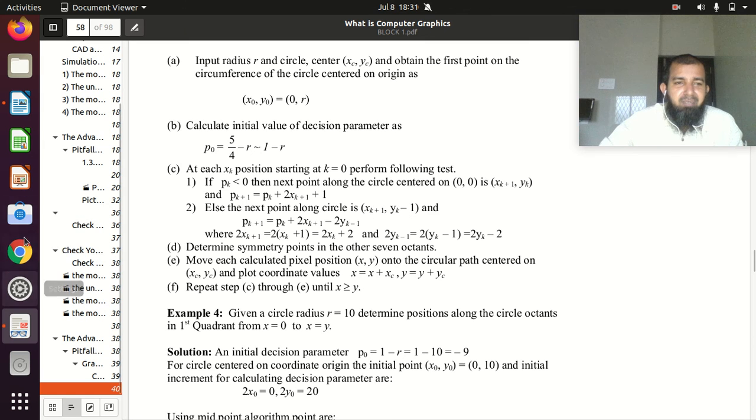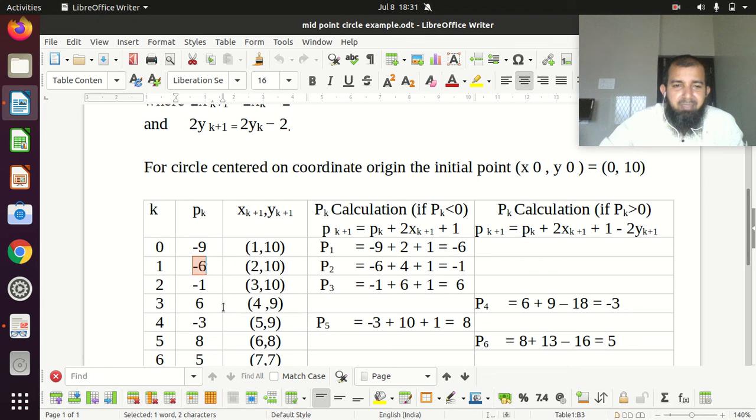Okay, see for example, in this example the decision parameter is 6. In the previous example, while calculating the pk value, you got 6. That is 6 is greater than 0. If it is greater than 0, x gets incremented. Previously it was 3, now it becomes 4. And what about the y value? It gets decremented. Clear? Previously it is 10, now it becomes 9. If it is positive, it gets decremented.